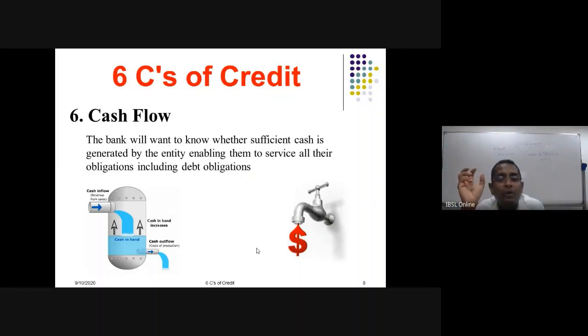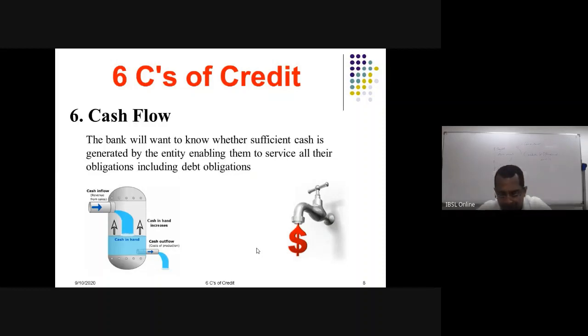The bank will want to know whether sufficient cash is generated by the entity, enabling them to service all their obligations, including debt obligations. That is the net cash position. Cash inflows and cash outflows. Right? You see the figure: cash inflows, and if the cash outflow is smaller, you have a cushion.